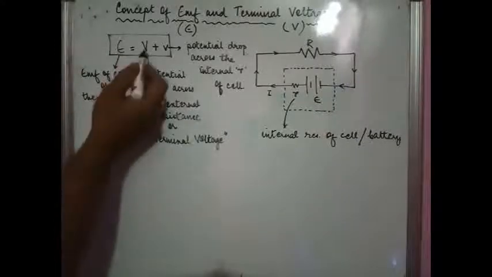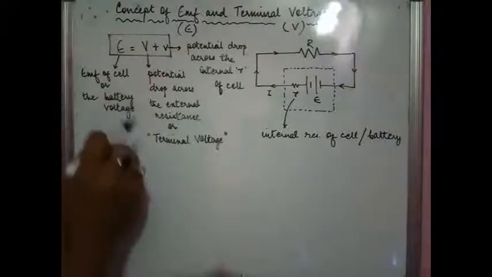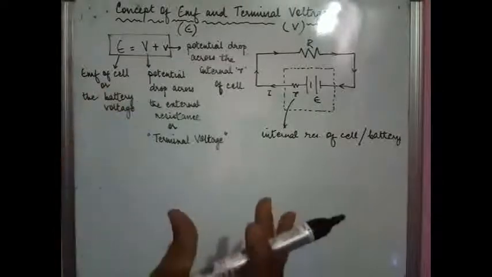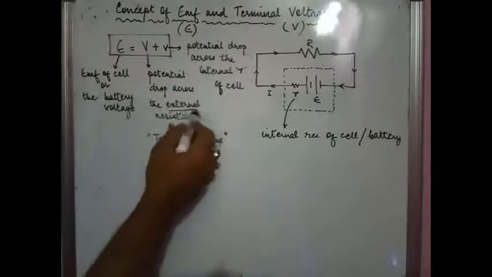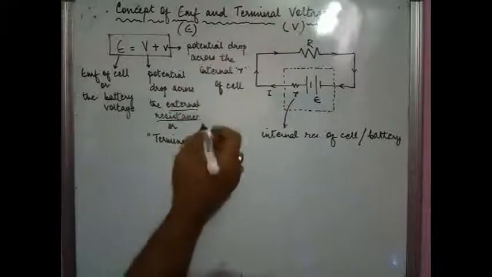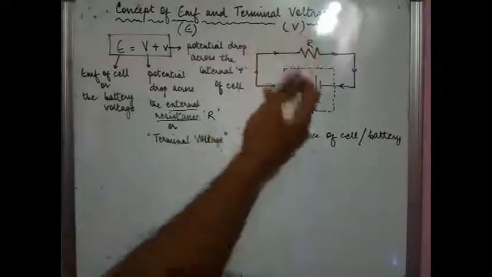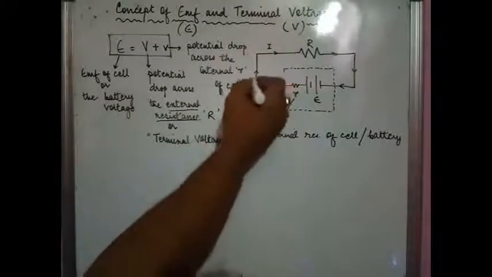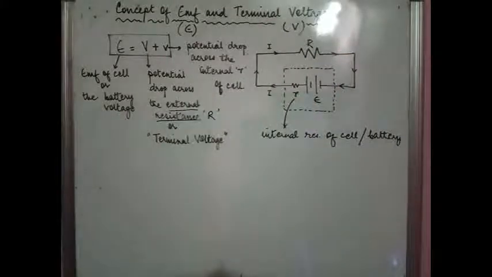Capital V will denote the voltage drop across the external resistance. As you can see, over here I have written potential drop. Potential drop is also known as voltage drop across the external resistance. The external resistance in this circuit is R. Whenever there is some current passing, as you can see in the diagram, suppose capital I is the current that is drawn, this same I is going to travel through this R, and then it is going to travel through this internal resistance also.